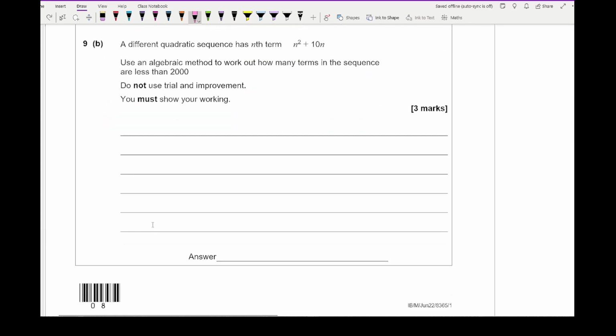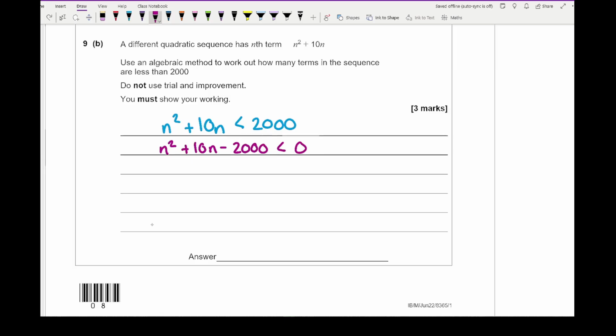Now moving on to question 9b, it says a different quadratic sequence has an nth term of n squared plus 10n. Use an algebraic method to work out how many terms in the sequence are less than 2000. You do not use trial and improvement. So for this, what we need to do is we make the nth term, n squared plus 10n, and it's got to be less than 2000, and so we end up with something that looks like this. Then from this, what we want to do is treat it like a quadratic. So we take the 2000 over to the other side.